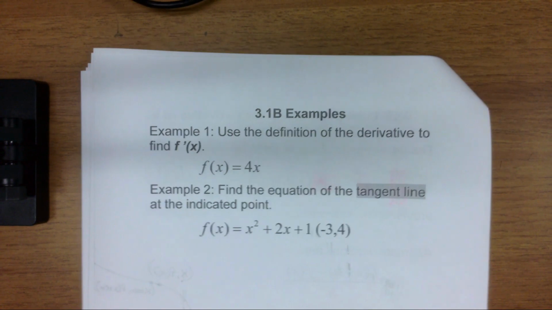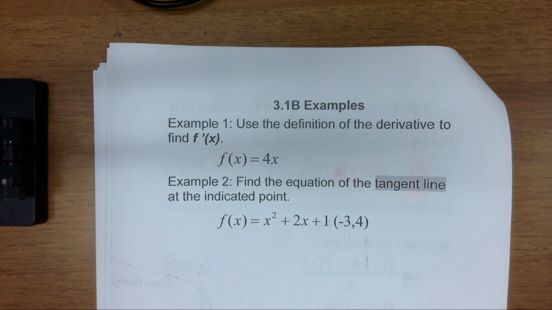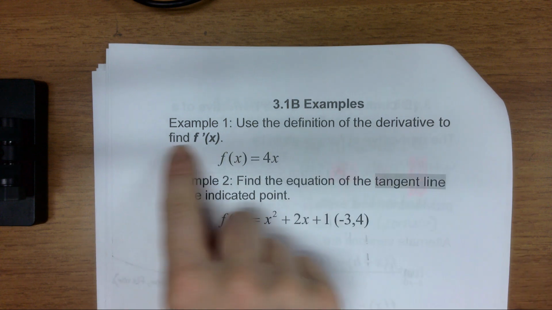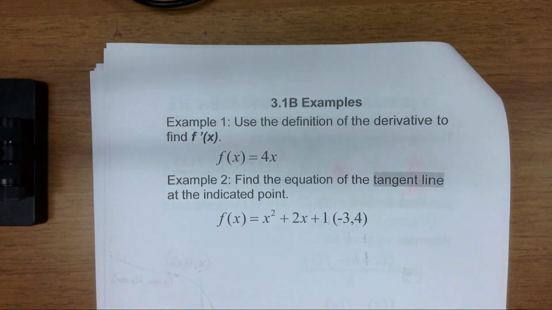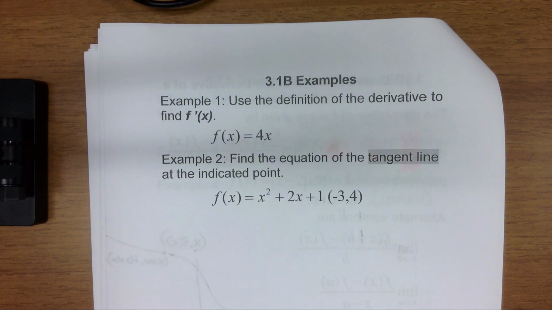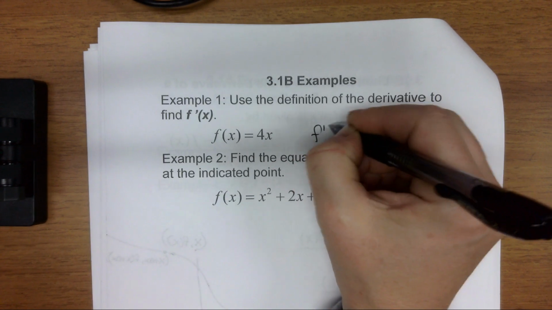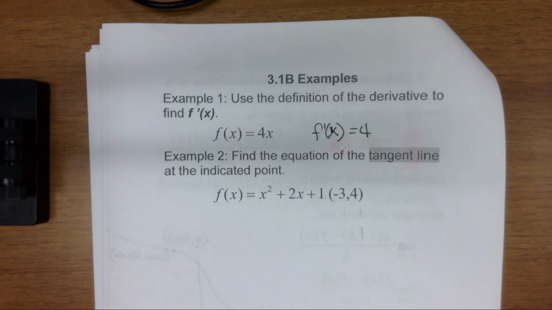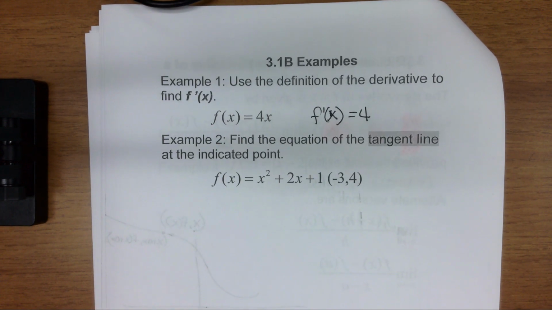Okay, let's put on our thinking hats. Who remembers what I told you yesterday? What's the answer to this question? If I asked you to use the definition of the derivative, you don't need to do all of that. It's 4. Why? Because the slope of a line is always going to be the same throughout the whole line. It's always 4.